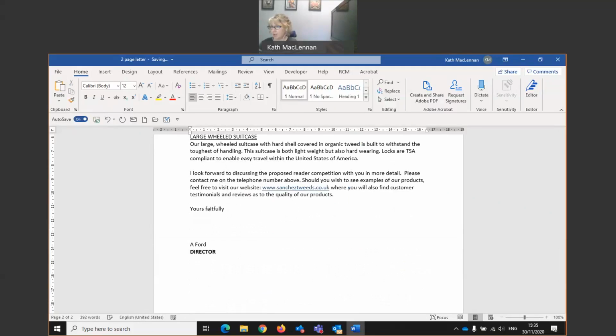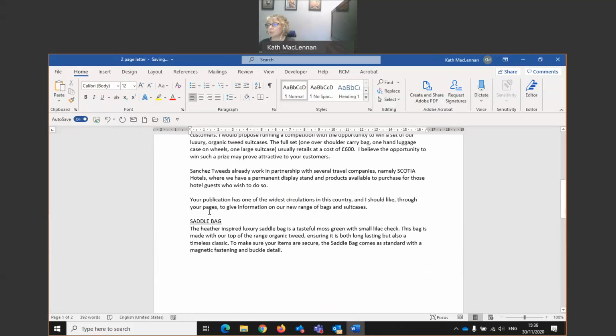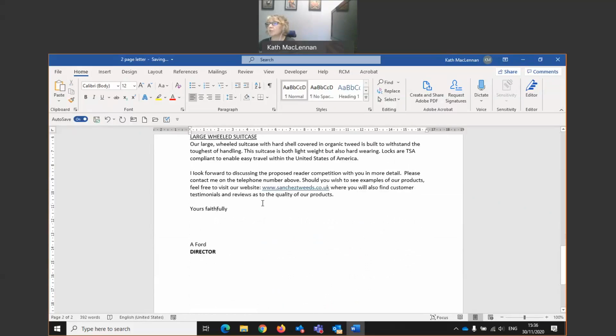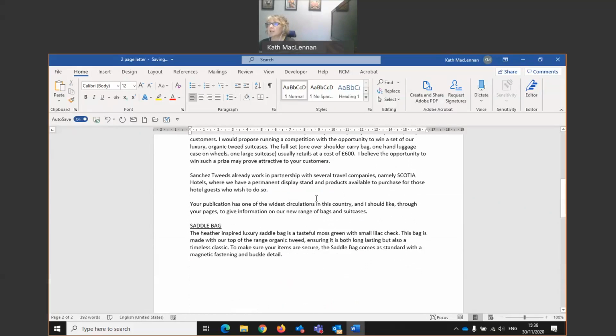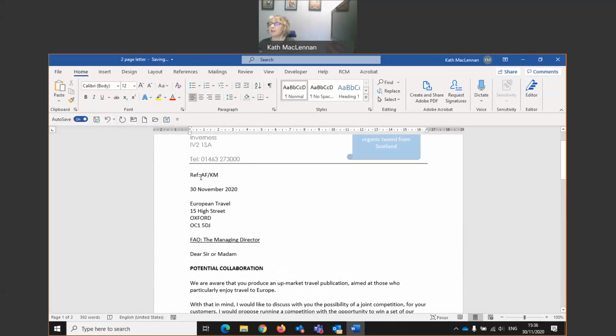So these are the general rules of thumb. Faithfully if you do not know the name, and sincerely if you do know the name. Always, always, always 2 enters between paragraphs and between your reference, date, address, and such like. And this is the order they come in: reference first, then date, then address. That's the rule of thumb as well.